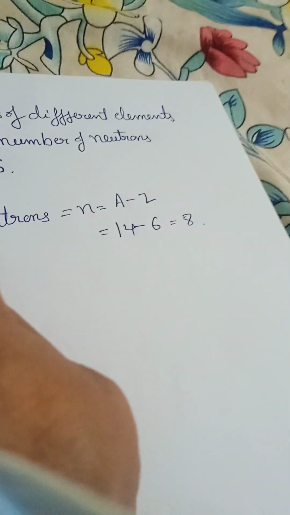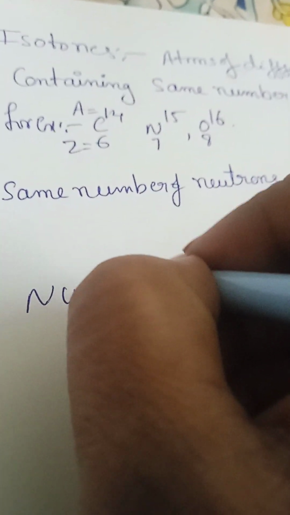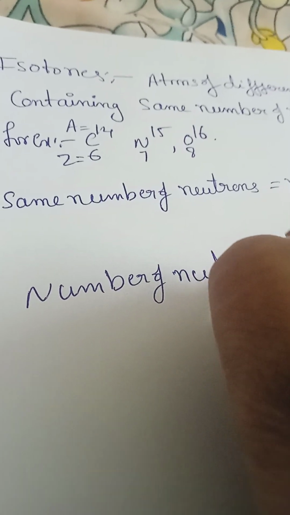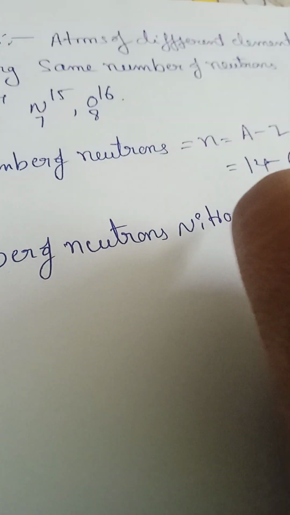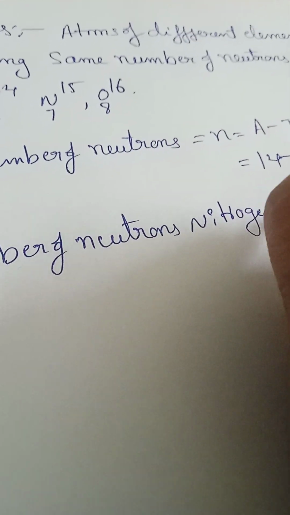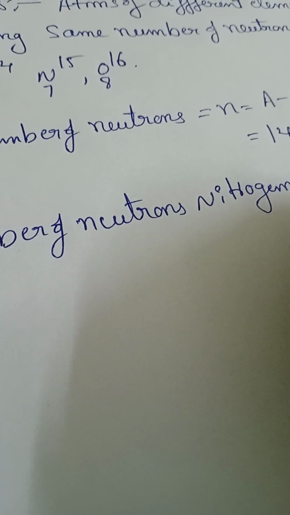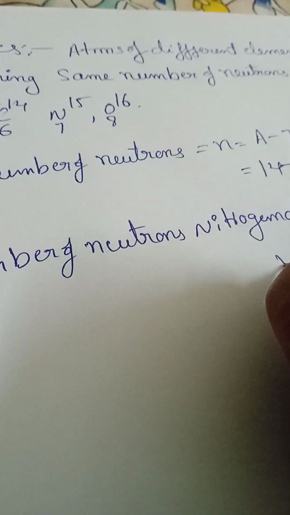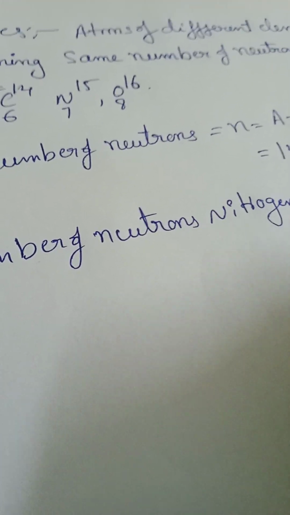Number of neutrons in nitrogen atom. So Z is 7, A is 15. Number of neutrons N is equal to 15 minus 7, which is 8.